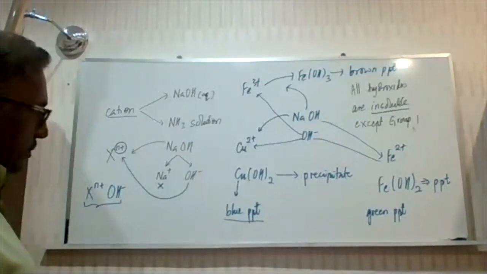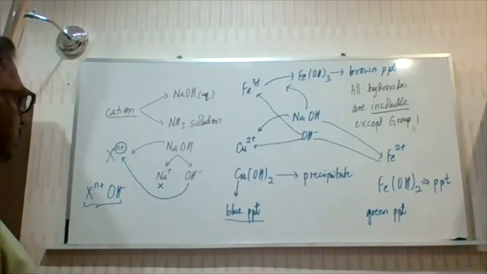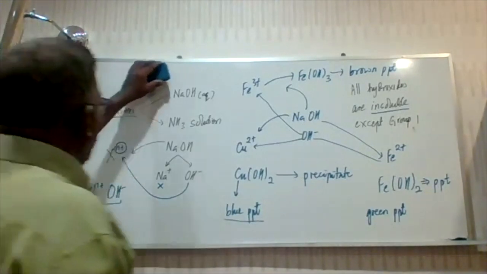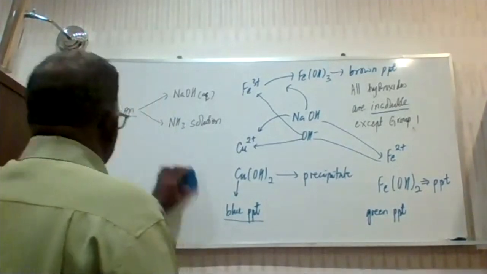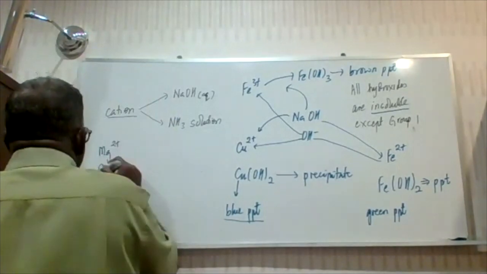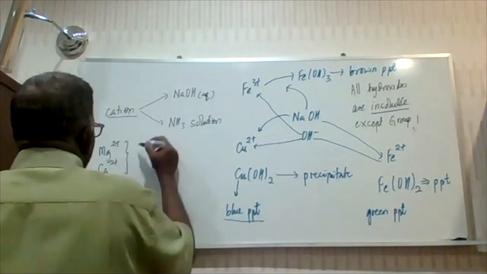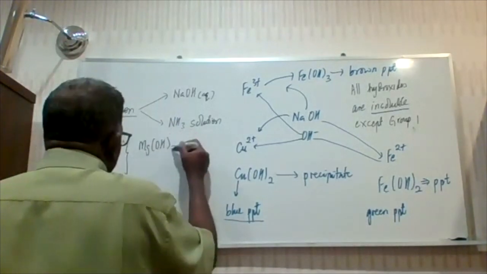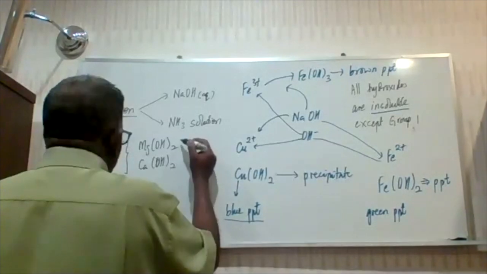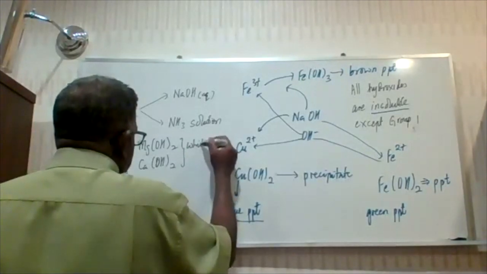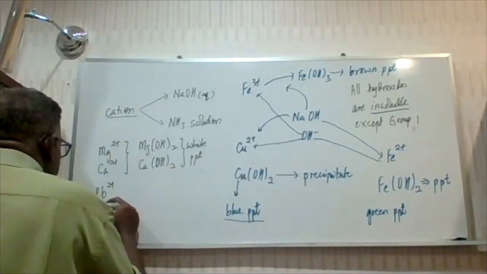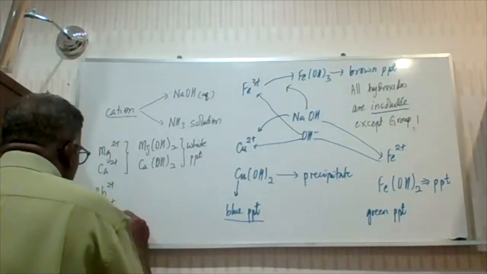Now, the other cations in your list of identification will give you a white precipitate. So now we go into that. They are Mg2 plus and Ca2 plus. These two will give you Mg(OH)2 and Ca(OH)2. We already know it is the hydroxide that reacts. Again, they are both not group 1, therefore both give you a white precipitate. And then you have your Pb2 plus, your Zn2 plus, and your Al3 plus.